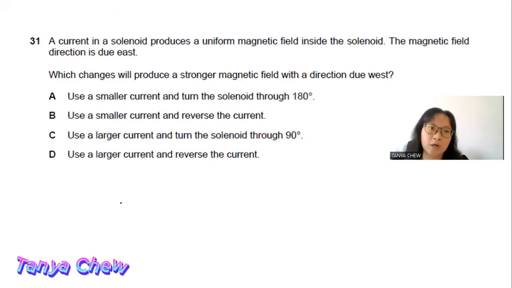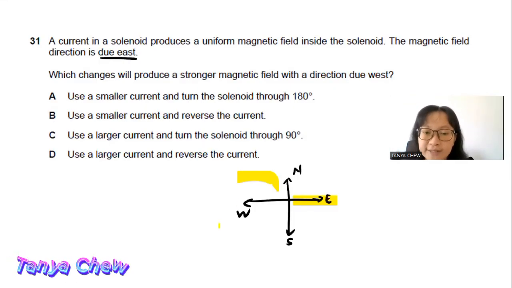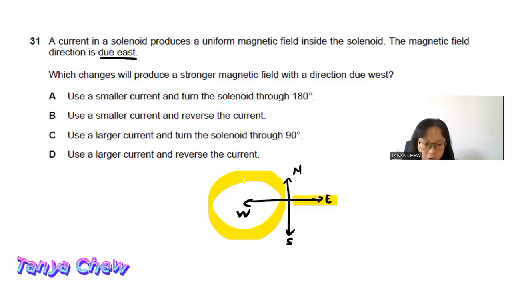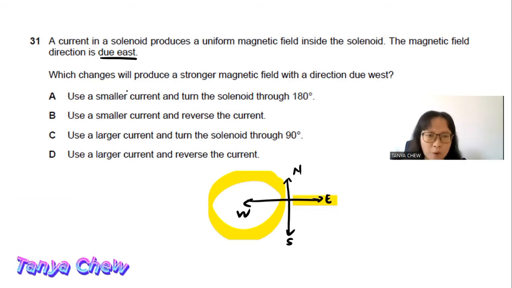Question number 31. A current in a solenoid produces a uniform magnetic field inside the solenoid. The magnetic field direction is due east. I have to draw the direction: north, east, south, and west. Now the direction is due east. And which changes will produce a stronger magnetic field with a direction due west? I want the opposite direction. Let us see, use a smaller current. Using a smaller current would never produce a stronger magnetic field, because the magnetic field depends on the amount of current. So say no to a smaller current.